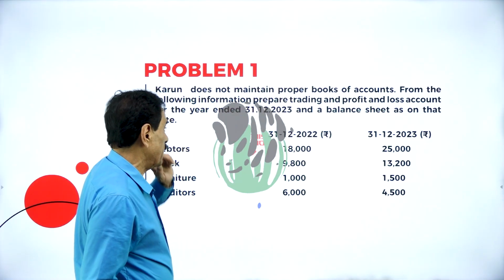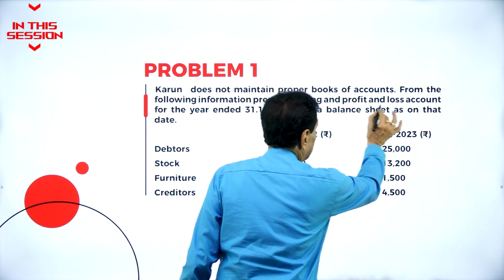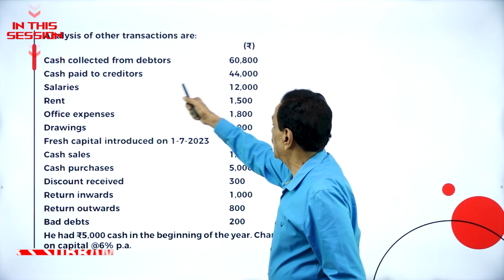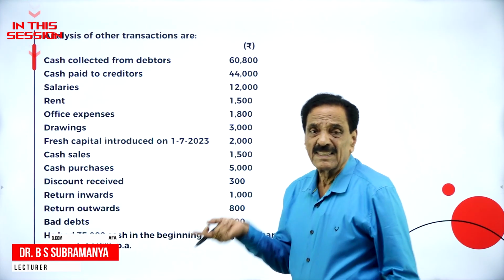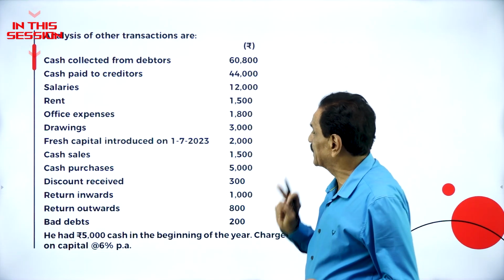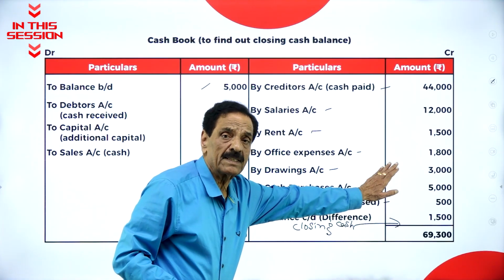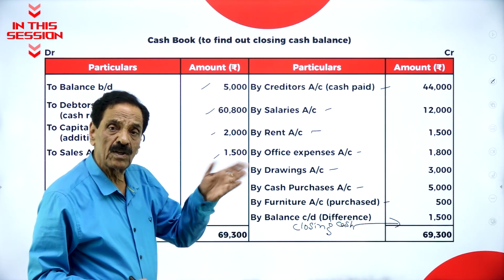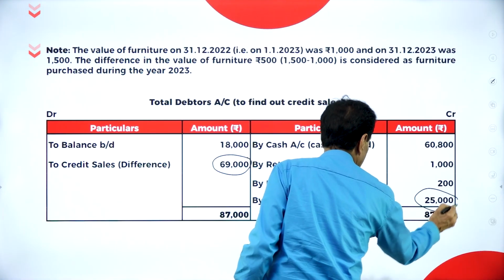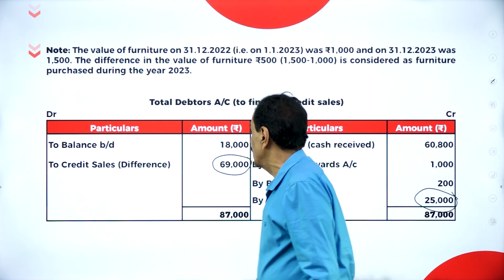From the following information, prepare a trading and profit and loss account. Cash receipts from debtor will go to the cash book debit side, then to the debtor account credit side. All the payment will be entered on the credit side. Debit what comes in, credit what goes out is based on the real account. This is your closing debtor. The difference of 69,000 is the credit sale.